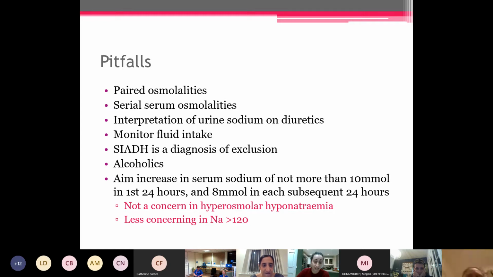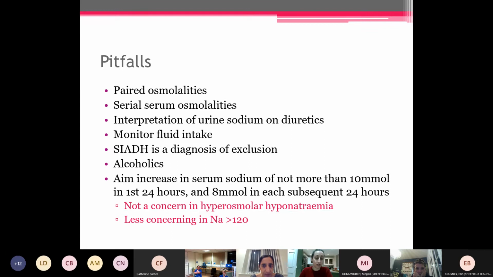Interpreting the urine sodium on diuretics. If you're making a referral to endocrine and you've done all these tests, which is really great, but someone's been on diuretics, just mention that because it's really important for us interpreting the results. Monitoring fluid intake is just hard in hospital, isn't it? But it is really important. SIADH is a diagnosis of exclusion. So don't just assume people have SIADH unless we've gone through everything else in a methodical way, and that's what we think it is.